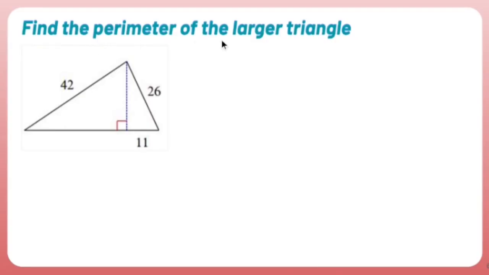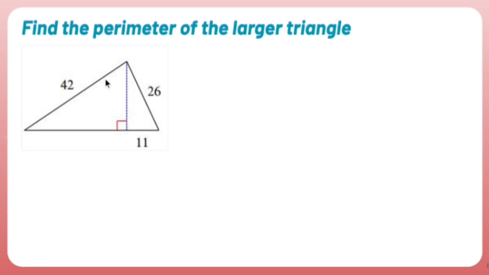Find the perimeter of the larger triangle. All right, let's see. I have 42, 26. Uh-oh, this chunk is 11, but I don't have that part right there.